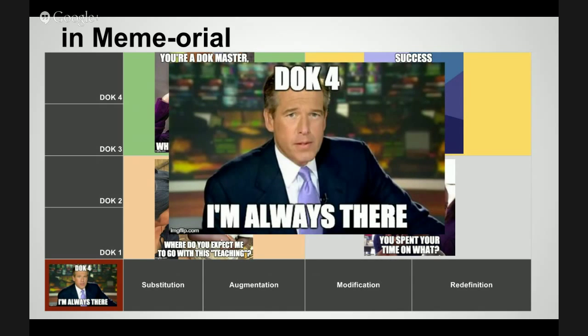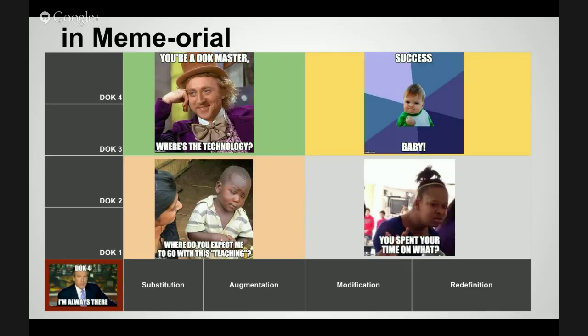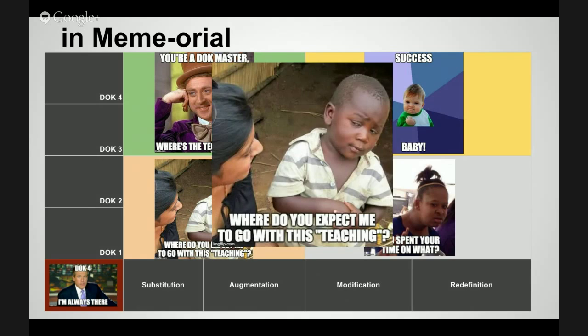just don't kid yourself, all right? If you're not a DOK 4, fine. Just be honest with yourself. If you're going to be there, honesty is your best policy. So that low DOK 2, DOK 1 substitution augmentation. Yeah. Where do you expect me to go with this, teaching? Yeah. What are you doing to your students? All right. So that's that.